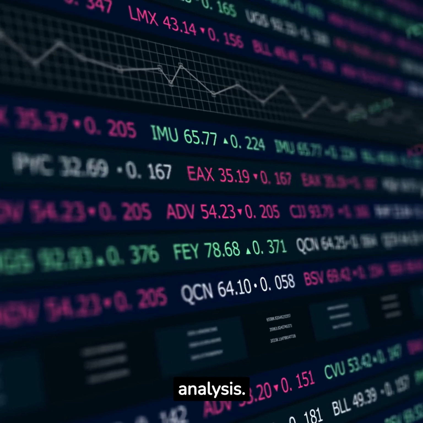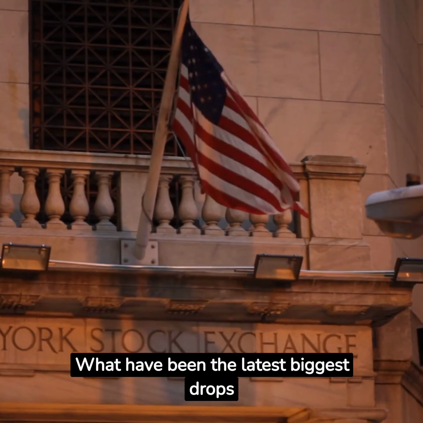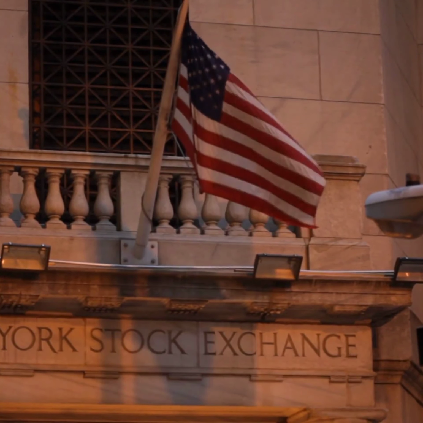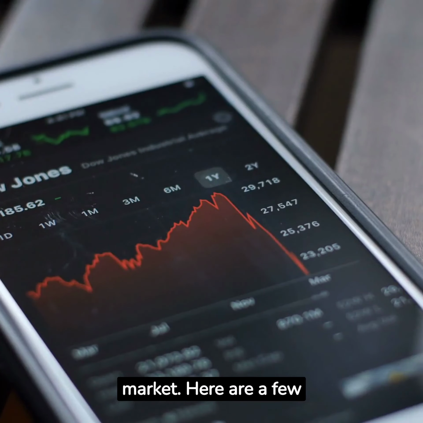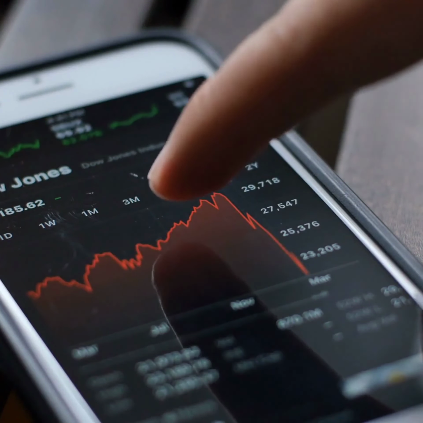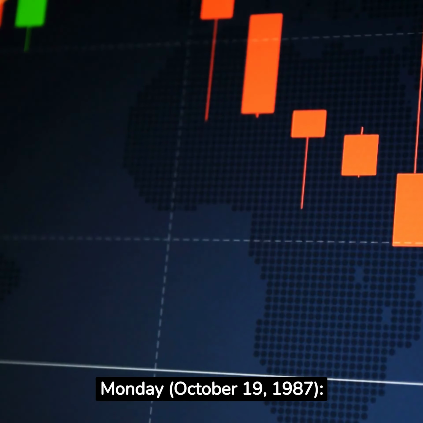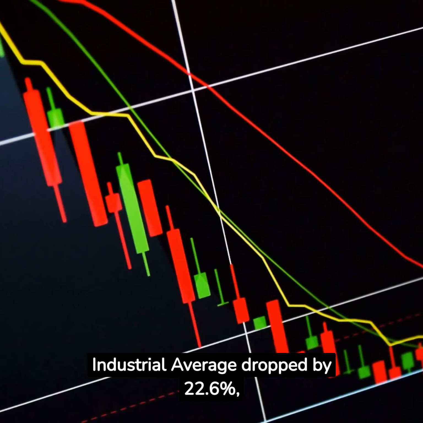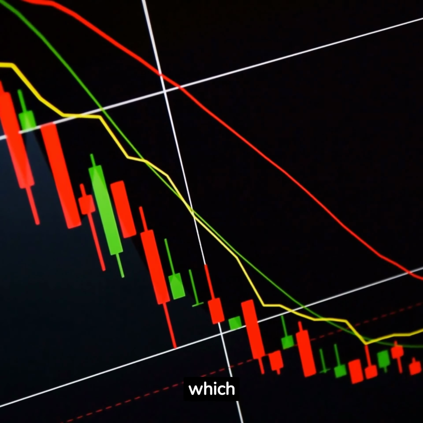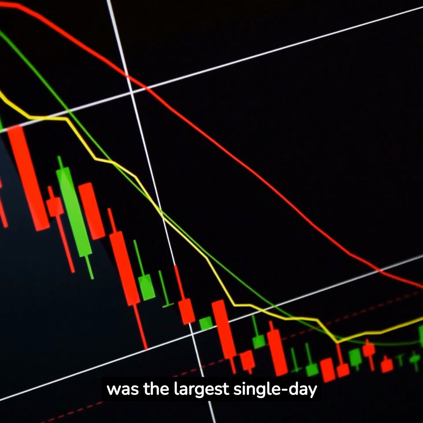What have been the biggest drops in the history of the stock market? There have been several significant drops in the history of the stock market. Here are a few examples of some of the biggest drops. 1. Black Monday, October 19, 1987. On this day, the Dow Jones Industrial Average dropped by 22.6%, which was the largest single-day percentage decline in the history of the index.